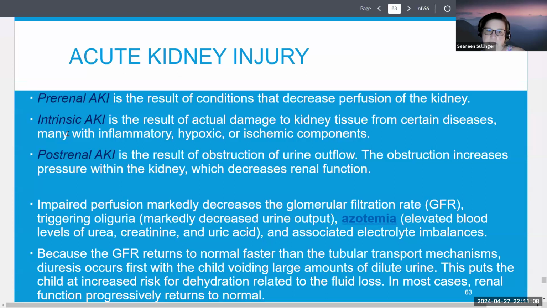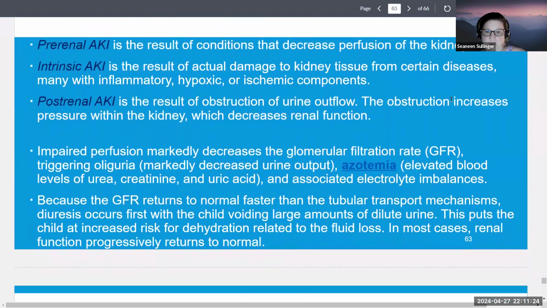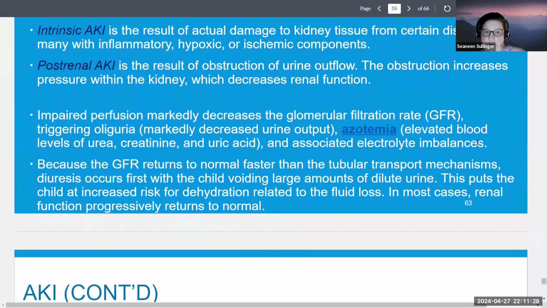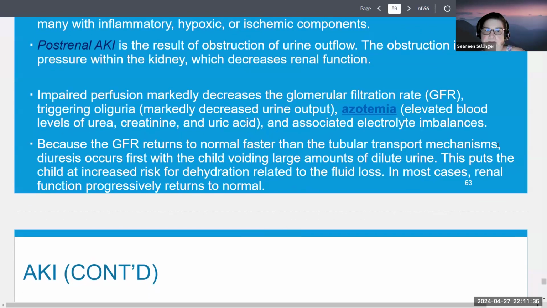If it's intrinsic, then it has to do with the kidney tissue itself. And something that's pre-renal would be conditions that decrease perfusion of the kidney, like hypertension or diabetes. So you'll see a decreased GFR, decreased urine output, azotemia, which would be elevated blood levels of urea, uric acid, and electrolyte imbalances.